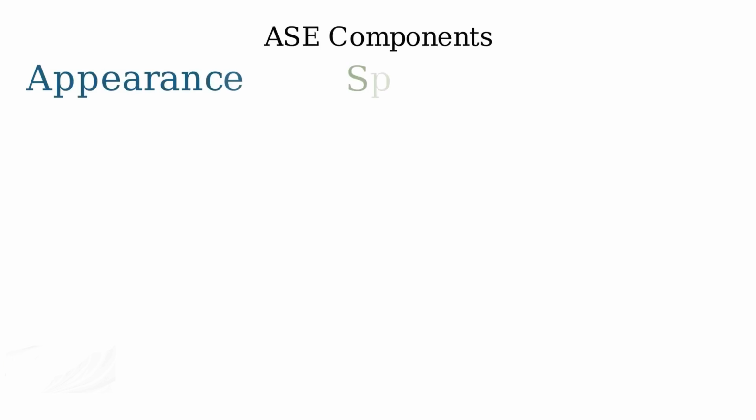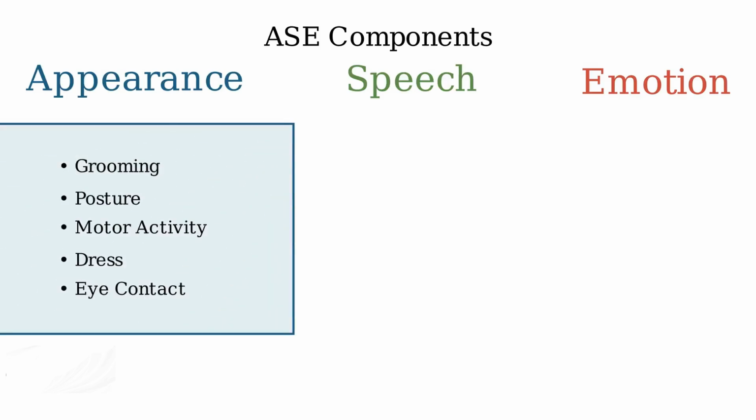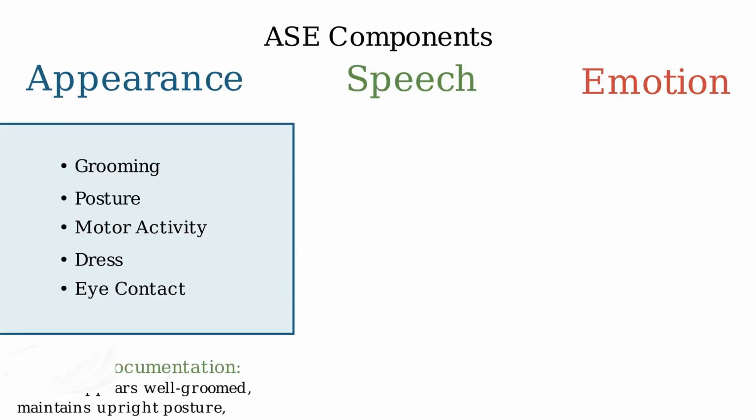In conducting a mental status examination, we focus on three key observable components: appearance, speech, and emotion. When assessing appearance, observe and document specific aspects of the patient's presentation. Documentation should be objective and specific, avoiding subjective interpretations.